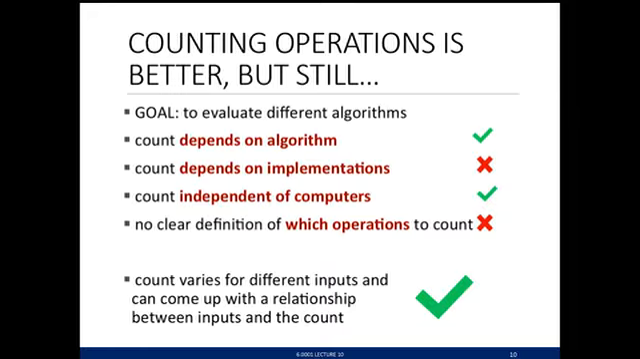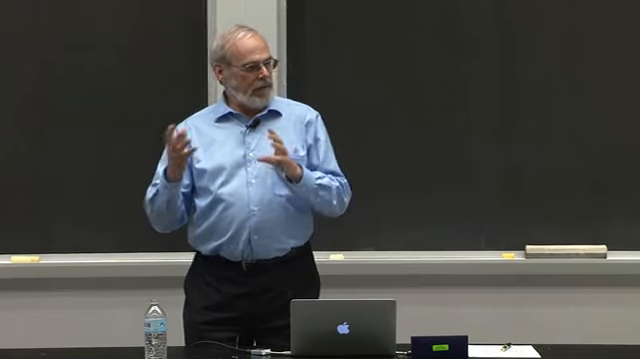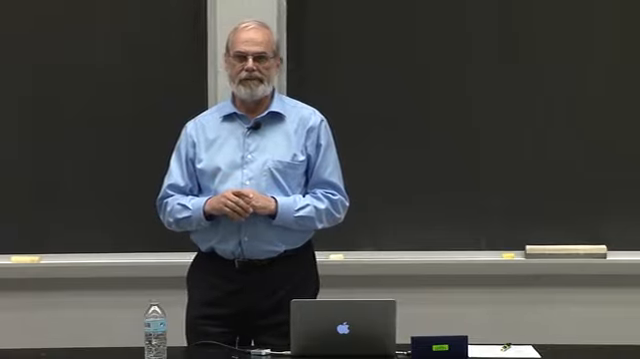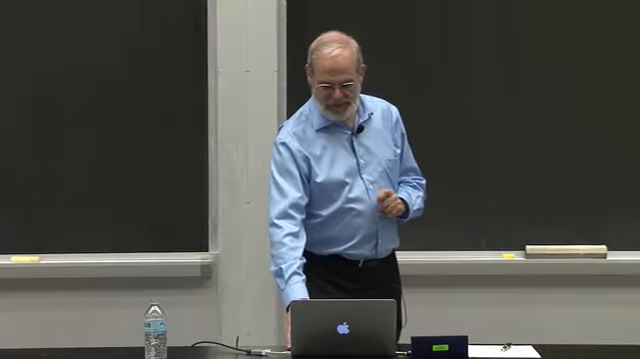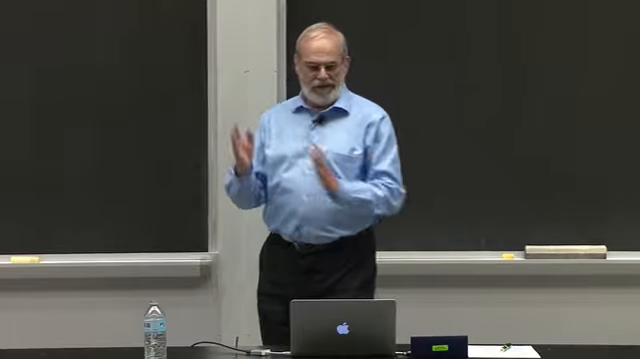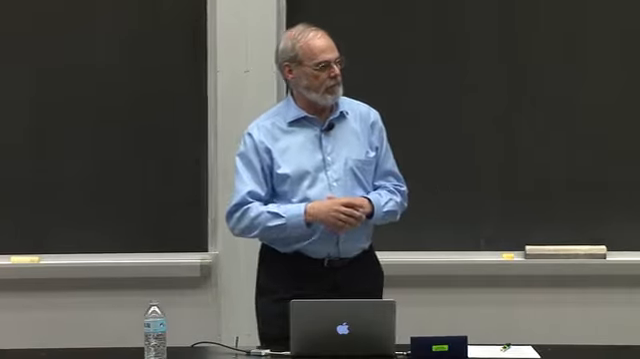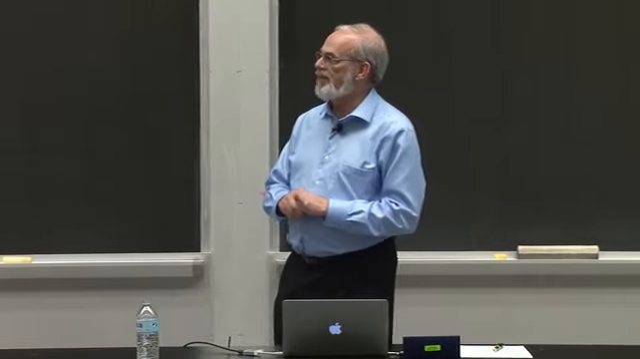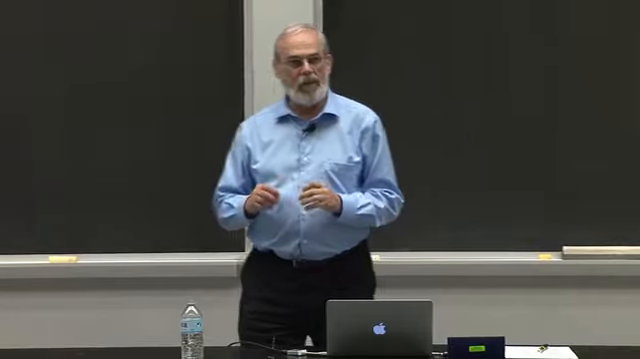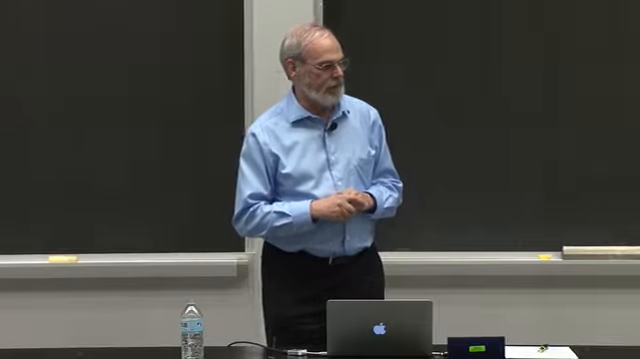It's certainly, that count varies for different inputs, and we can use it to come up with a relationship between the inputs and the count. And for the most part, it reflects the algorithm, not the implementation. But it's still got that last piece left there, so I need to get rid of the last piece. So what can we say here? Timing and counting do evaluate or reflect implementations. I don't want that. Timing also evaluates the machines. What I want to do is just evaluate the algorithm.